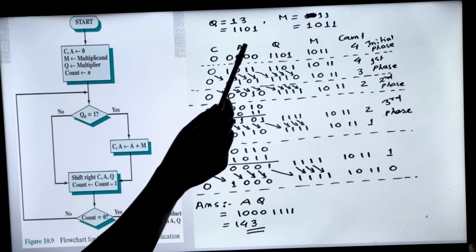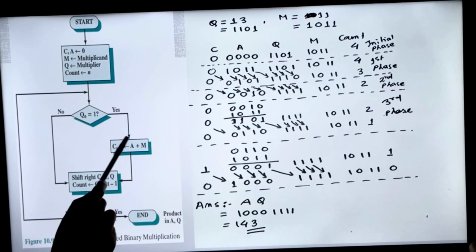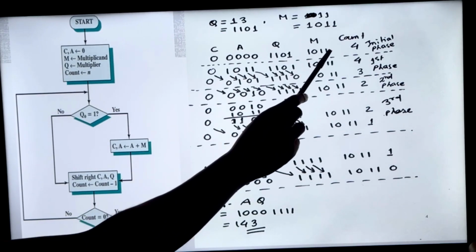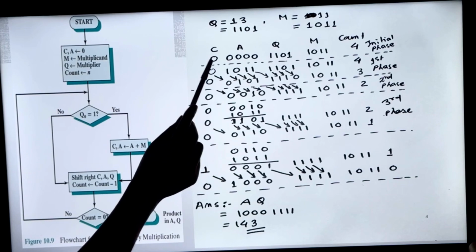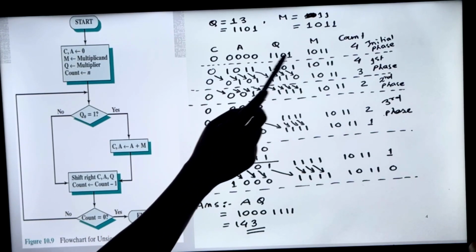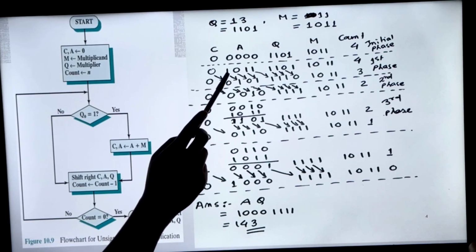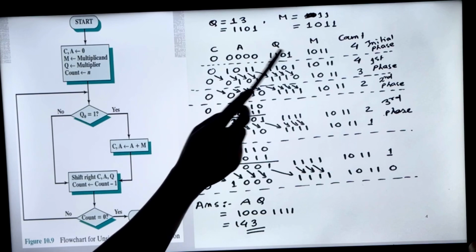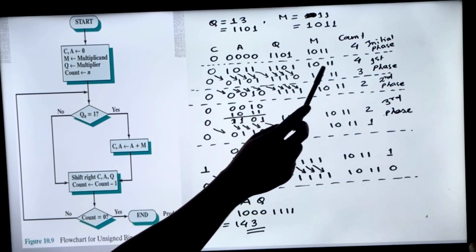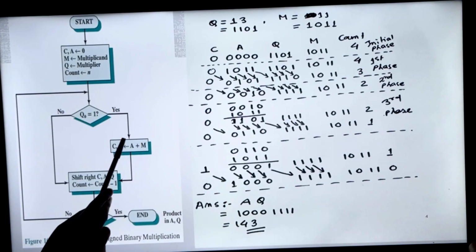So what is my A? 0, 0, 0, 0. What is my M? 1, 0, 1, 1. So if I do A equals A plus M, 0, 0, 0, 0 plus 1, 0, 1, 1 will be nothing but 1, 0, 1, 1 only. There is no carry out bit. If you add these two, you won't get any carry out bit, right? So C is 0. New A is becoming 1, 0, 1, 1 because I have added these two. And Q is as it is, M is also as it is, and Count also as it is. So this box is also done.